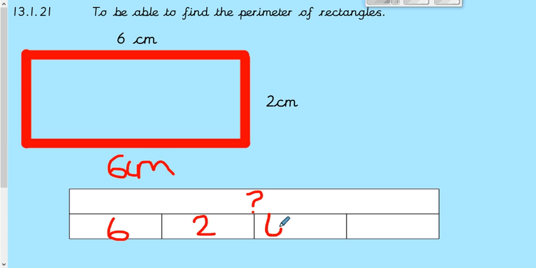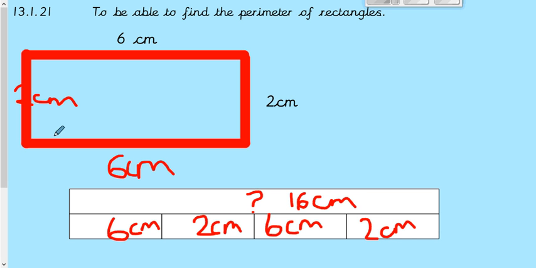So that means we've got another one of our, I should be putting centimetres here, sorry. We've got another section of our bar model. And if we know that this side is 2, this side is also going to be 2. So then we've got another section. Now, all you need to do is add those up and then you'll get this one, okay? So 6 and 2 is 8, and then another 6 and 2 is 8. 8 times 2 is 16, so the perimeter is 16 centimetres.